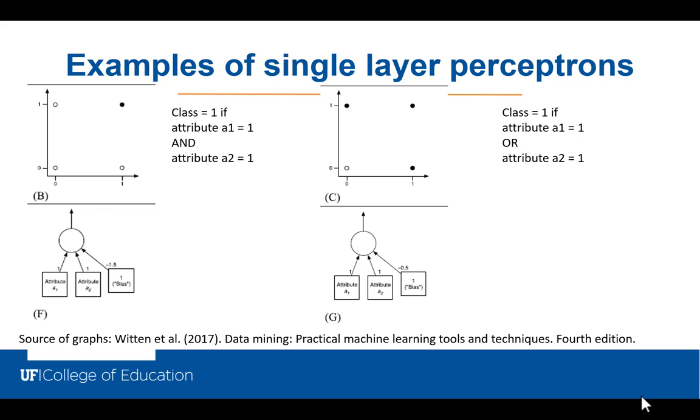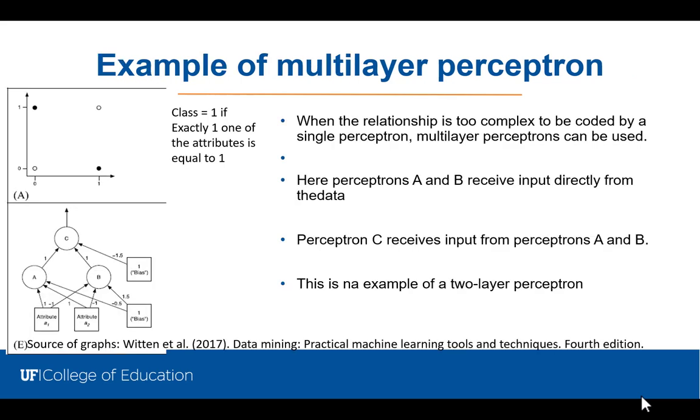Now the AND relationship or OR relationship can be handled by a single layer perceptron, but in more complex cases you need a multi-layer perceptron. This is an example where it's an XOR relationship, which means the class is 1 if exactly one of the attributes is equal to 1. In this case, you can't use just a single layer perceptron. You would need 3 here. A and B receive input directly from the data, and then perceptron C receives input from perceptrons A and B. So here there are two hidden layers. This will be the example of a neural network with two hidden layers.